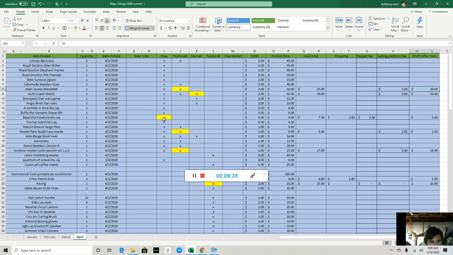As you can see, Beautiful Creatures Blu-ray, sold it on eBay for $4. When it comes to sold price on eBay, I like to include everything the customer paid, including shipping, because it makes it a lot easier for me to subtract. So, cost me 50 cents. Posted price $4. Sold it with $7.30, including the shipping. Shipping is $2.80.